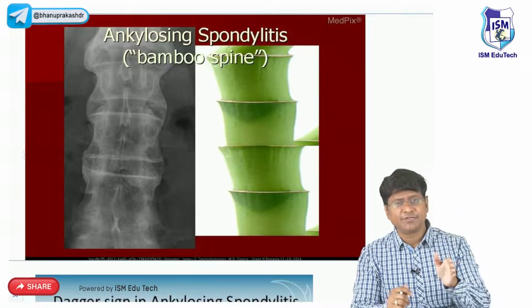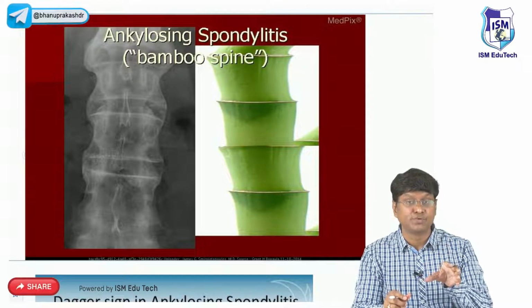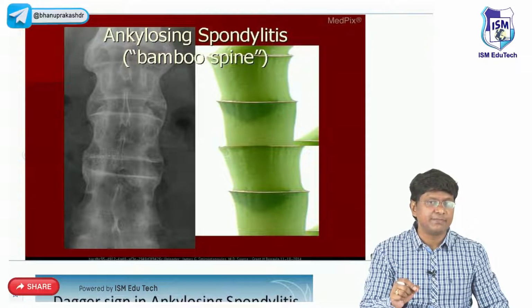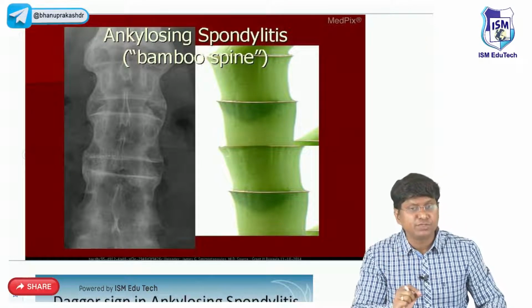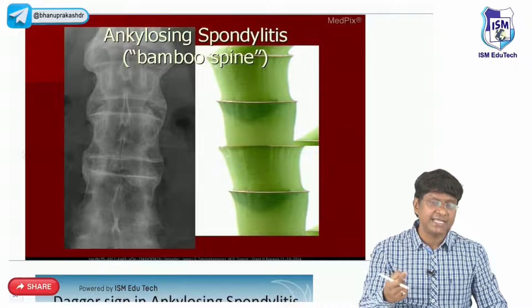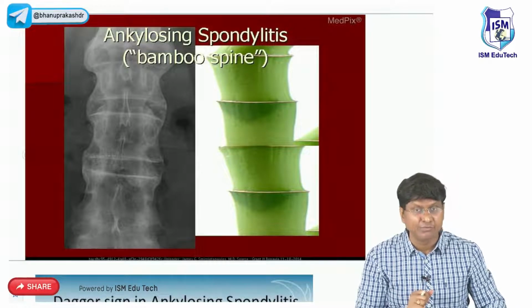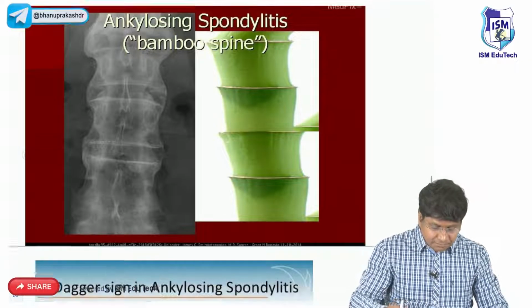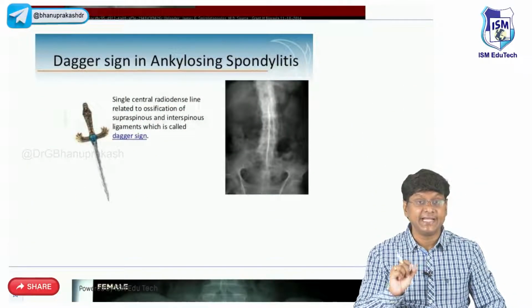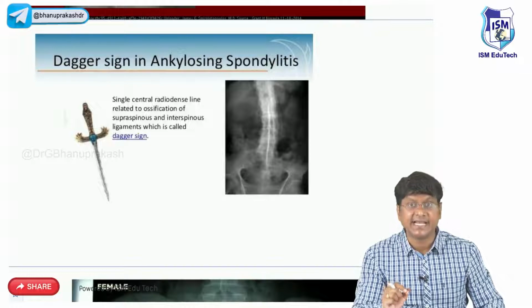So when you do an X-ray of the spine, you get this characteristic bamboo spine. And why do you get this characteristic bamboo spine? That is because of the fusion of the vertebra, and that is because of the calcification of the spinous ligaments. You get this characteristic bamboo-shaped vertebra. Okay. Then next is the dagger sign. Right? Next is the dagger sign.